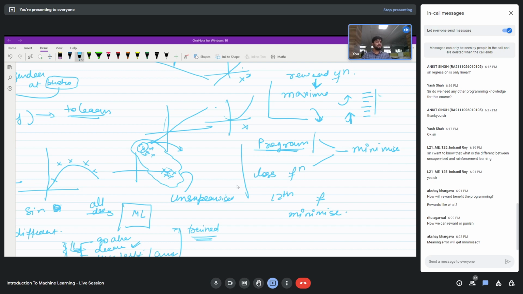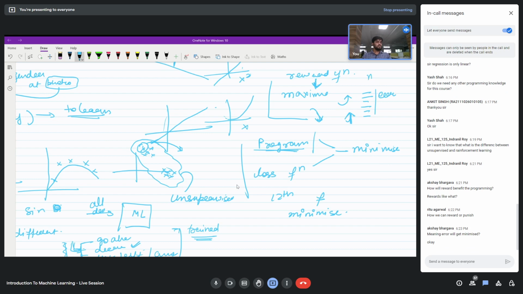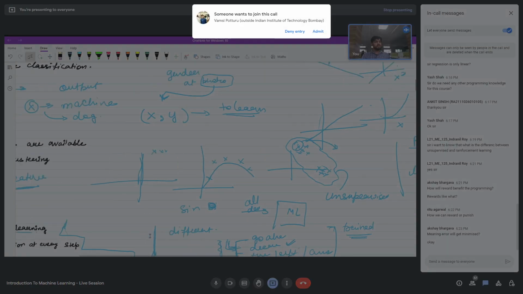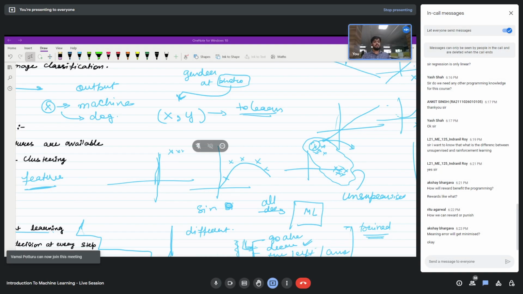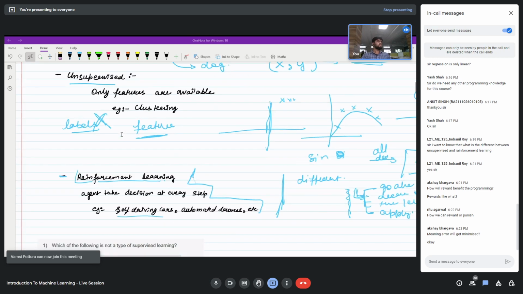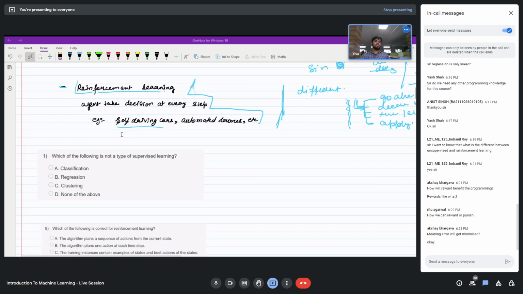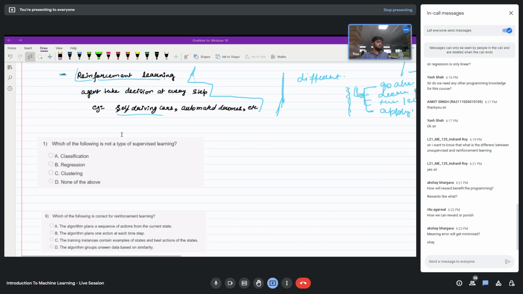We want to minimize the error or the loss. So maximizing reward is the same as minimizing the error. So any doubt in types of machine learning? Is it clear for everyone what is supervised, what is unsupervised learning, and what reinforcement learning is?